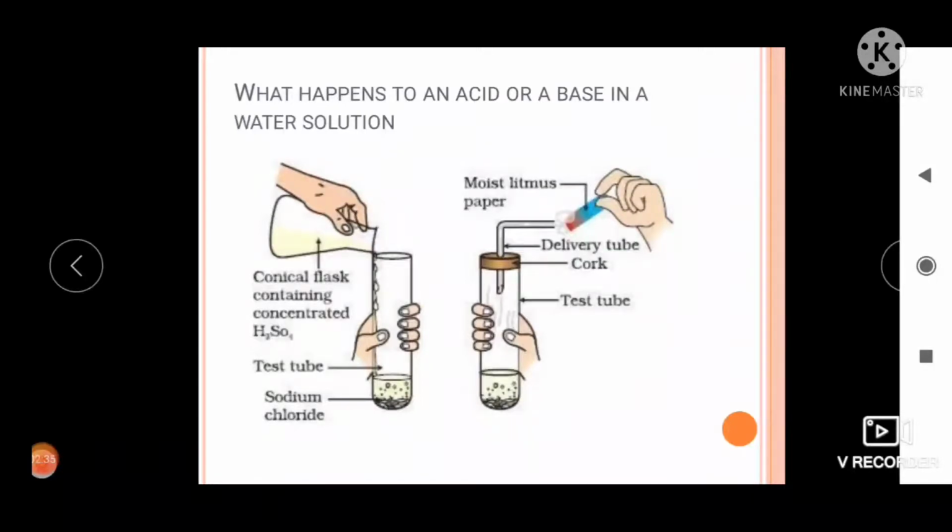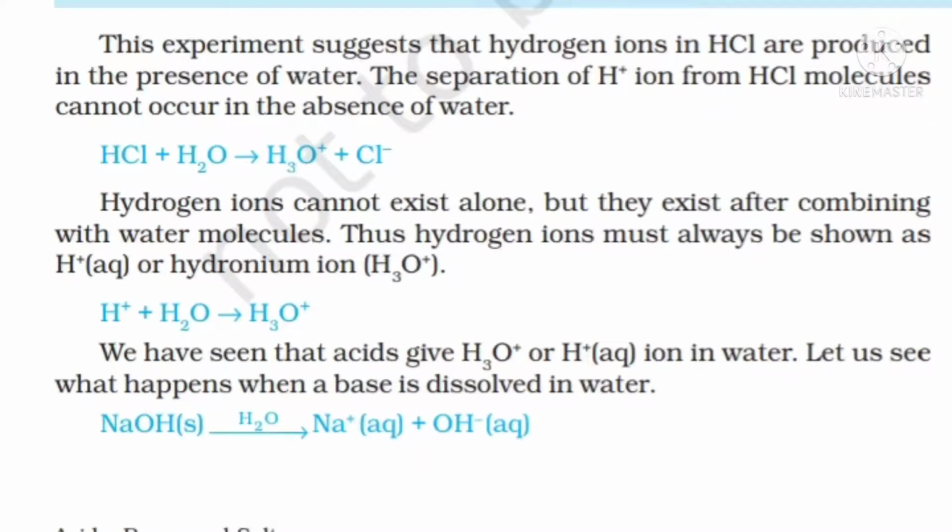This shows that hydrogen chloride gas, HCl gas, shows acidic behavior in the presence of water because the litmus paper which we used is moist or wet litmus paper. The above experiment shows that HCl gas does not show acidic behavior in the absence of water but shows acidic behavior in the presence of water. This experiment suggests that hydrogen ion in HCl are produced in the presence of water. The separation of H plus ion from HCl molecule cannot occur in the absence of water.